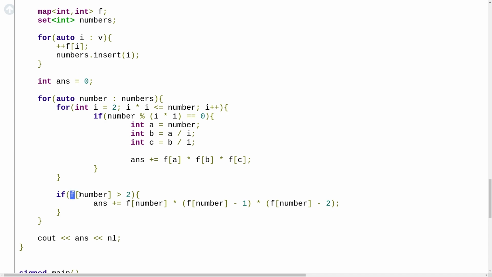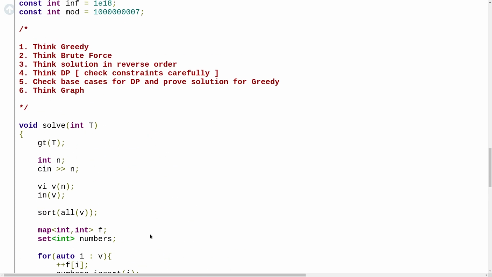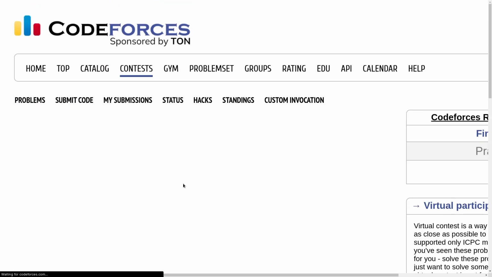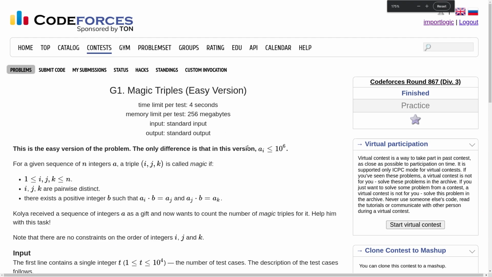If the frequency of number is greater than 2, that means the current element has at least a frequency of 3, so I can also take the values among themselves, and the value that they will contribute is frequency of the number itself multiplied by frequency of number minus 1 multiplied by frequency of number minus 2. This would be added to my answer. After all this is done, I can just print my final answer, and this would be the solution for the last problem of this discussion, problem G1, magic triplets.